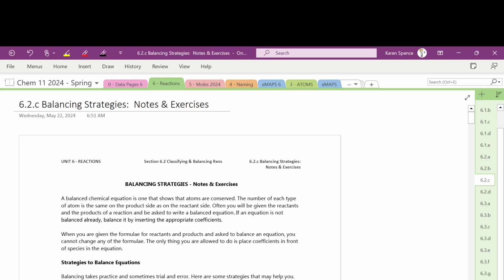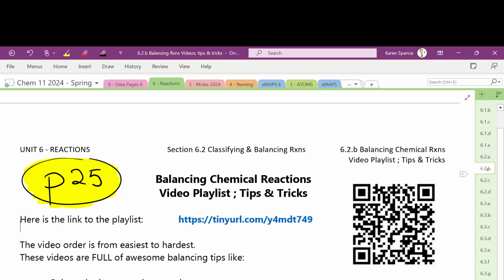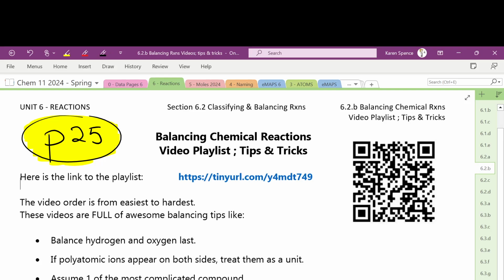Okay, folks, if you are not finished that, it will be something you can finish after your test tomorrow. And we are on page 25. This just gives you some basic tips about balancing, okay? I have better tips for you coming later, but you can always refer back to this page. There is also a link to a playlist of balancing from easiest to hardest equations, okay?